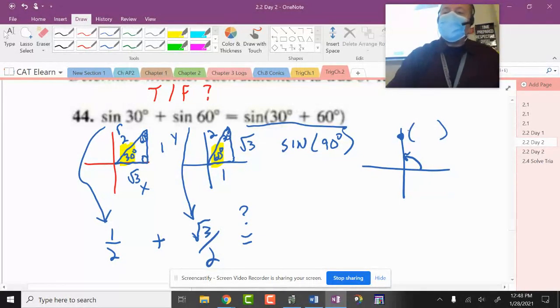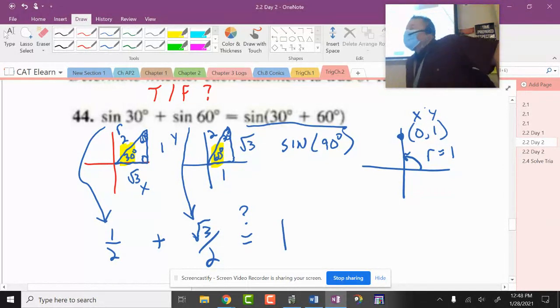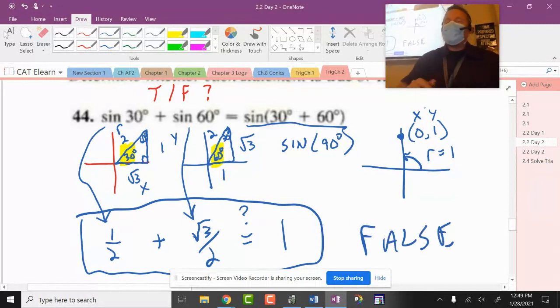I wish you could have heard them. 0, 1. And R equals 1. Sine is Y over R. This is what we expected on the orange test that you have in front of you. True or false? Is this true or false? This is a false-a-rooney. So that means up there is not representing any sort of identity that is true.